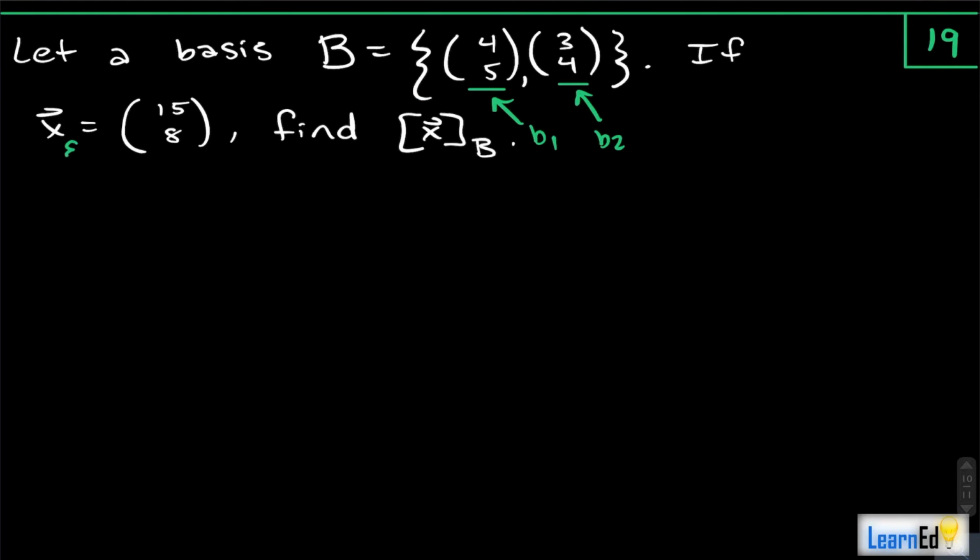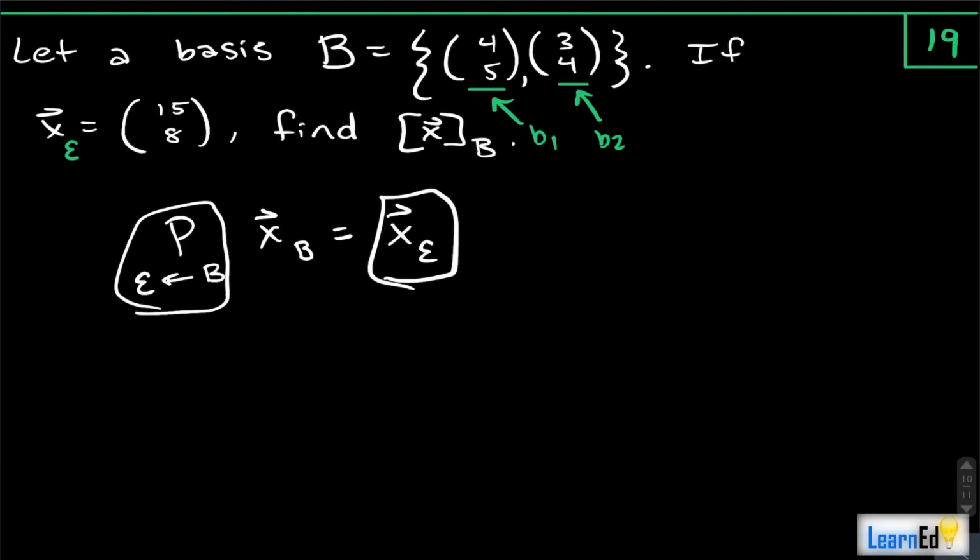The difference here is that we're given x relative to E, and we need to find x relative to B. Writing out our formula, we have P from B to E, our change of coordinates matrix, and we multiply that by some coordinate vector relative to B, and that's equal to some coordinate vector relative to E. To make this a little nicer, we could augment this change of coordinates matrix with xe and then solve for xb that way. We could absolutely do that.